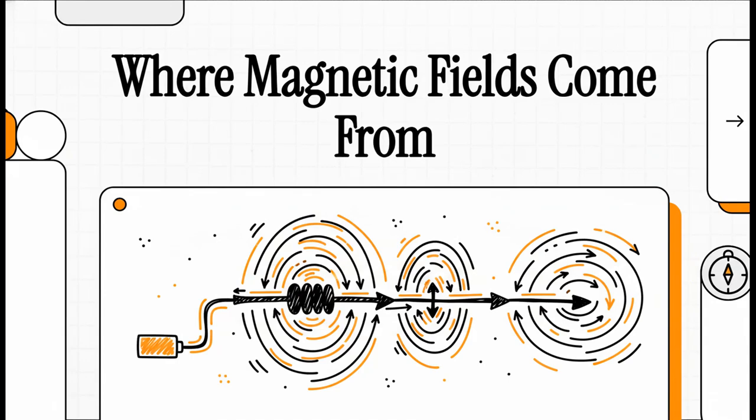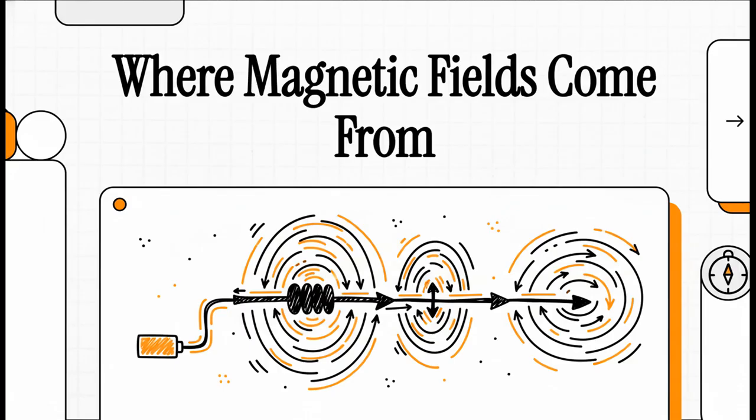Welcome to The Explainer. Every single time you save a file or maybe send a text, you are using magnetism. It's everywhere. But where does that invisible force actually come from? Well, the answer is kind of surprising, and it all starts with something really simple: moving electricity.